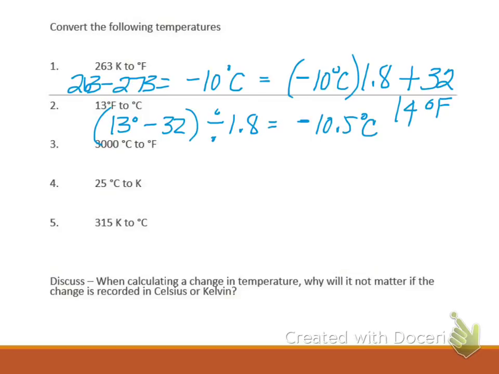And then just for grins, number 4 should be very easy. You don't even need a calculator for it. 25 plus 273 is 298 Kelvin. Okay? All right, any questions on that? I don't think so. Well, the 273, yes.